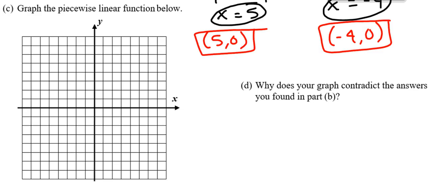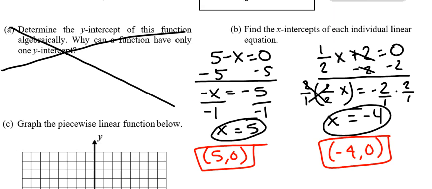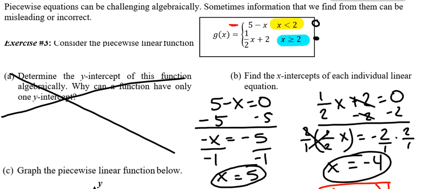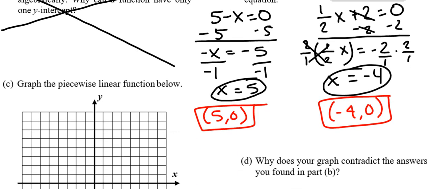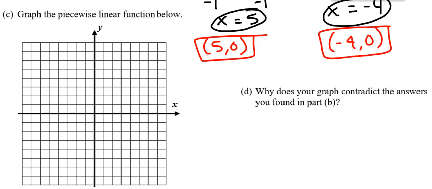All right, let's look at Part C. It says graph the piecewise linear function below. So remember, the first equation is 5 minus x. So I'm going to plot my y-intercept. I'll label this one red and the second one blue, and I'll graph that. So remember, it's 5 minus x. So my y-intercept is going to be 1, 2, 3, 4, 5. So right there. And from there, my slope is down 1 over 1.